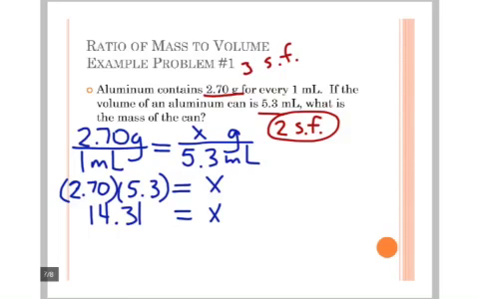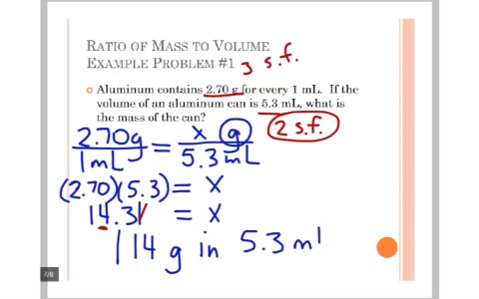So I'm going to round my answer to 2 significant figures. I want to round to the ones place. There's a 3 behind it, so 3 says that 4 stays the same. So my answer is going to be, rounded to 2 significant figures, 14. It needs a label. Well, we were trying to find grams, so it's 14 grams. That is the mass of the can in 5.3 milliliters.